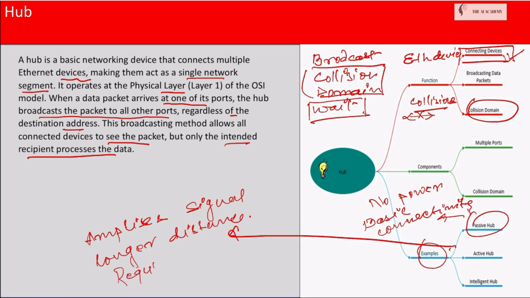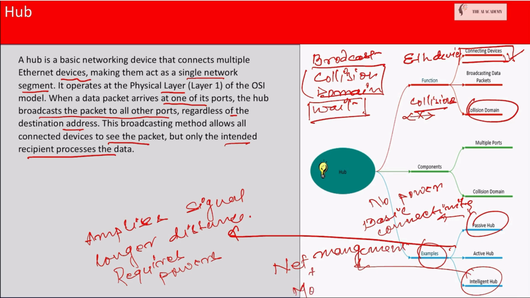An intelligent hub offers additional features such as network management and monitoring capabilities. It can provide basic diagnostics, allowing network administrators to monitor network performance and detect issues. Intelligent hubs may include features like port status indicators, error detection, and remote management capabilities. These features can help improve network reliability and make troubleshooting easier.